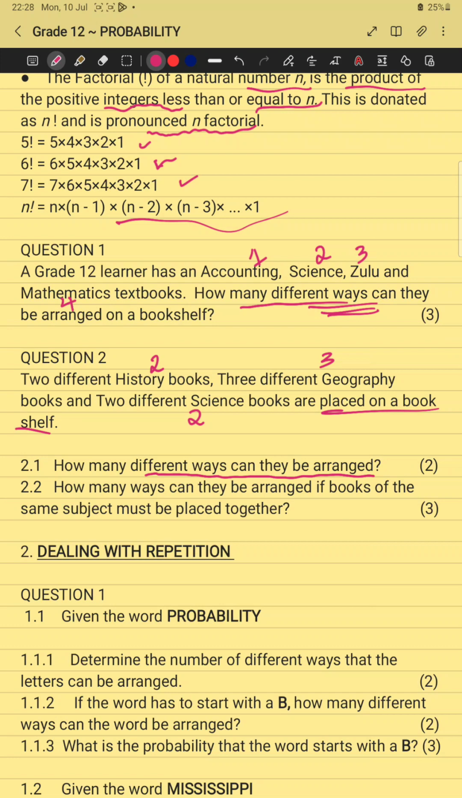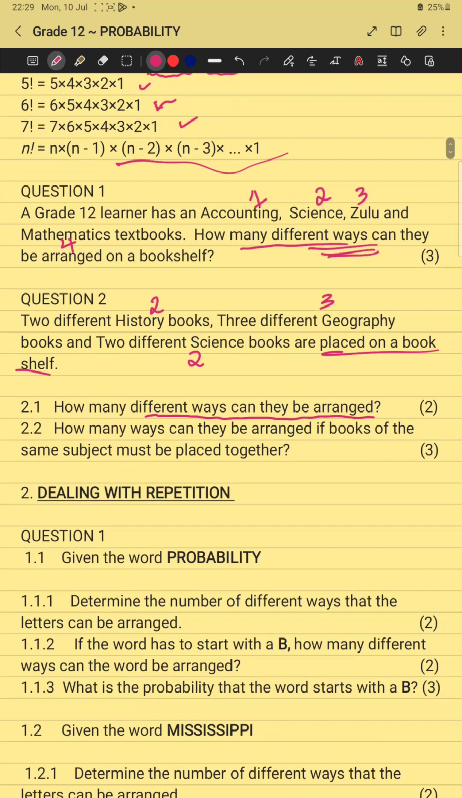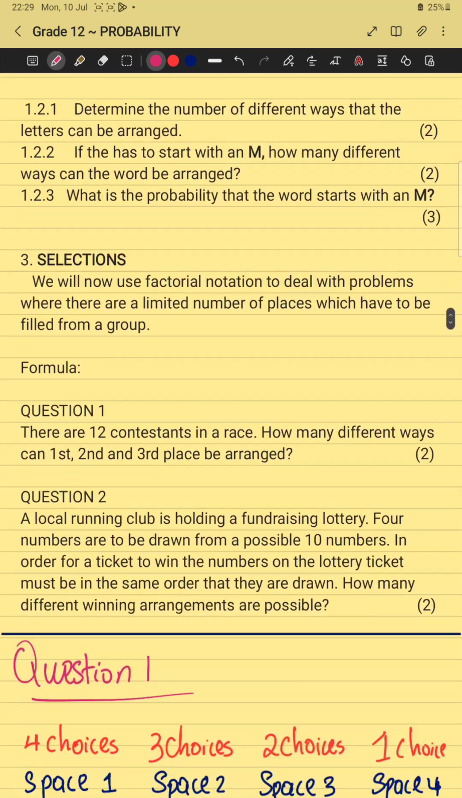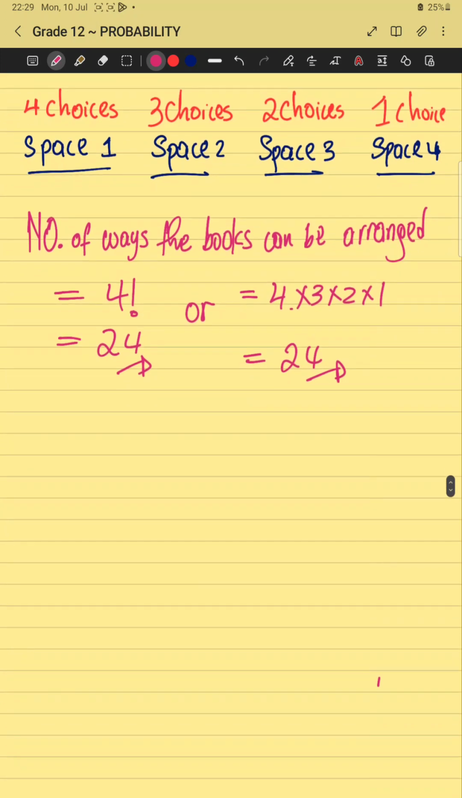So if we've got 7 textbooks, that means we've got 7 choices. If we've got 7 choices, that means we've got 7 spaces available. Okay, so let's begin to answer this one as well. That is question number 2.